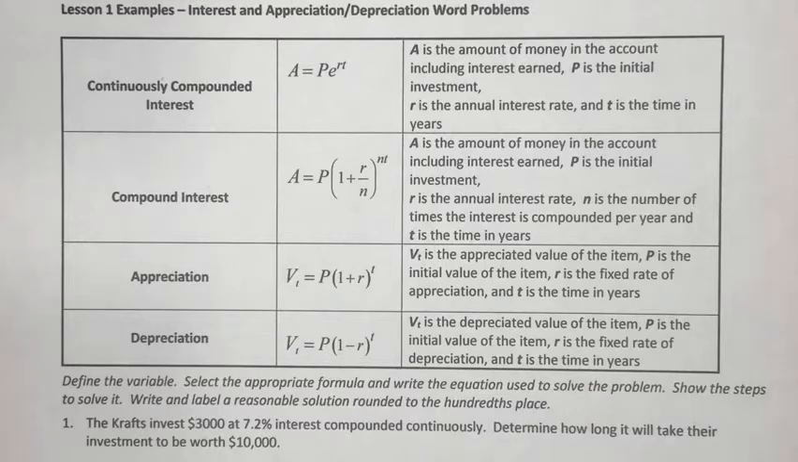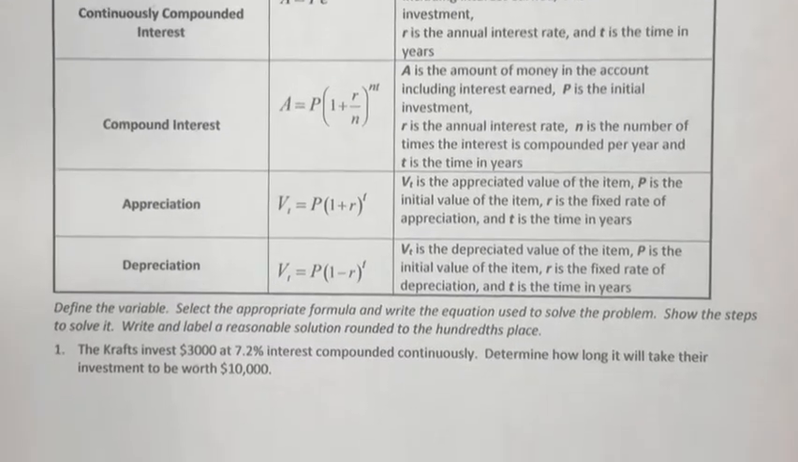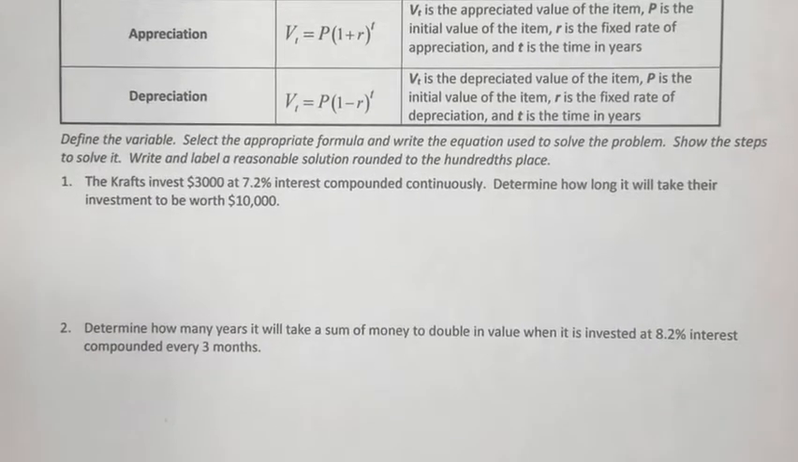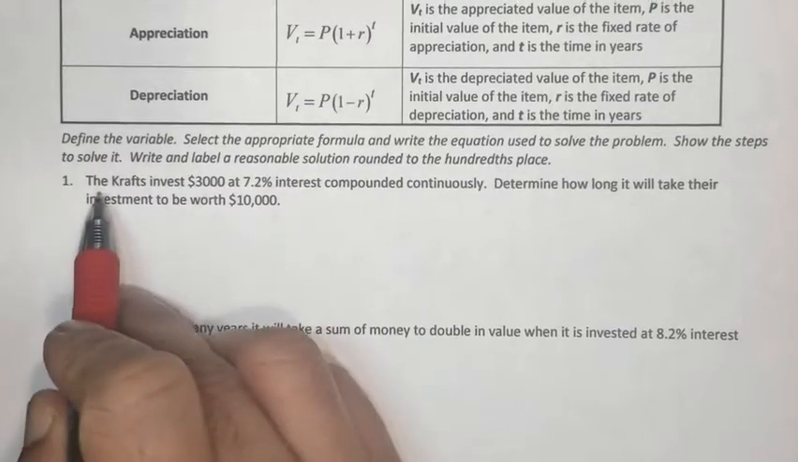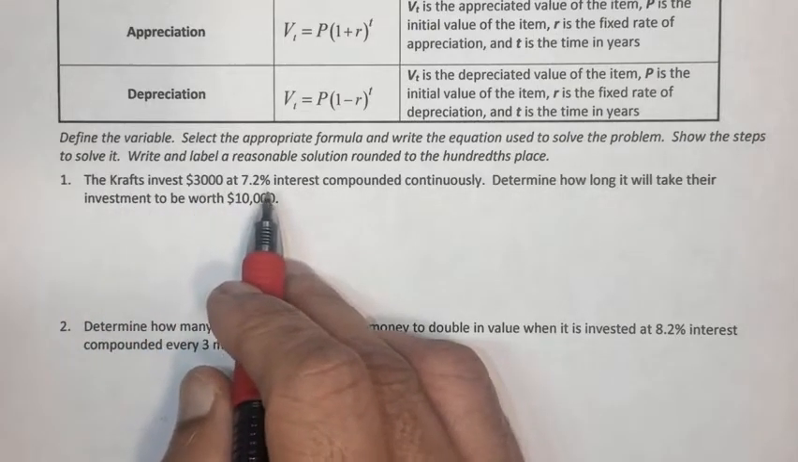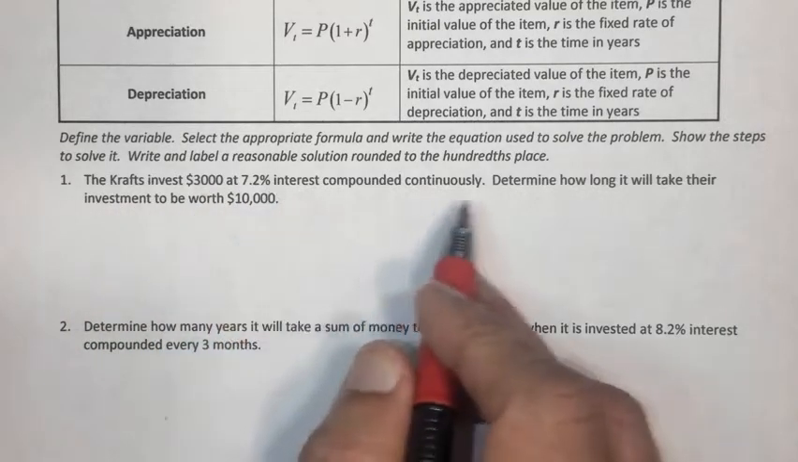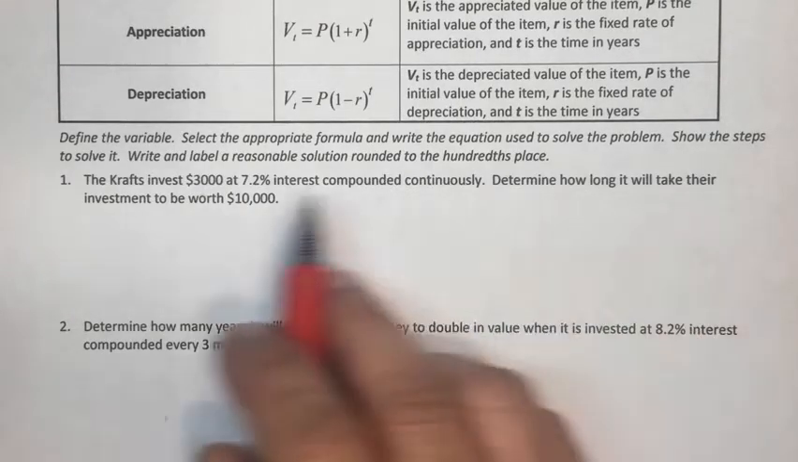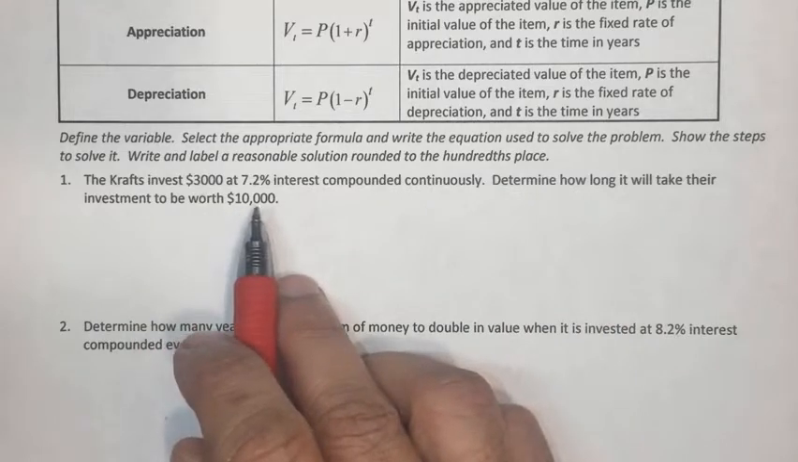Let's look at a few examples under this category. The first question is, the Crafts invest $3,000 at 7.2% interest compounded continuously. Determine how long will it take their investment to be worth $10,000.